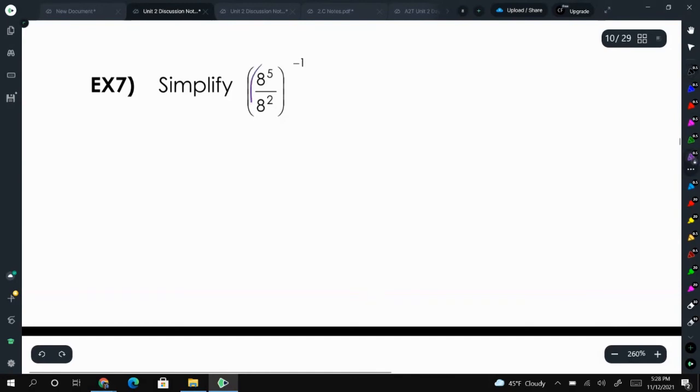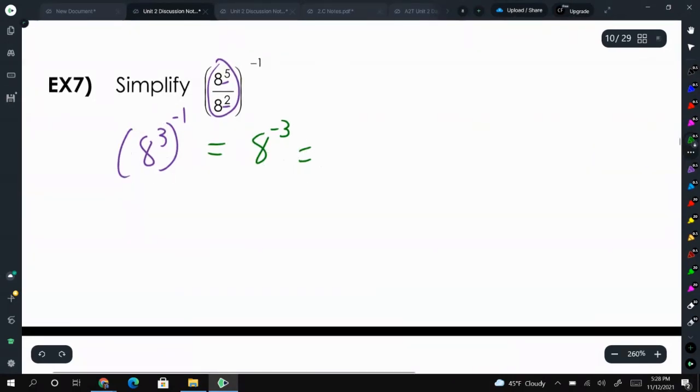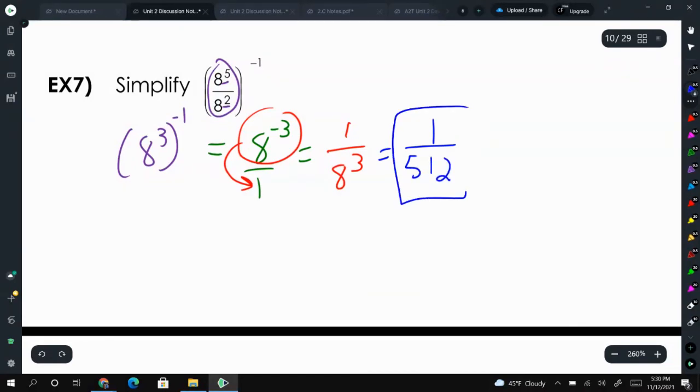This one, I'm going to simplify this first. That's going to give me 8 to the 3rd because 5 minus 2 is 3, raised to the negative 1 power. This is going to be 8 to the negative 3rd, which if you put this again over 1, you can see that we can take this and put it downstairs, and we get 1 over 8 to the 3rd. If you type in 8 to the 3rd in your calculator, you'll get 512. So this is 1 over 512.